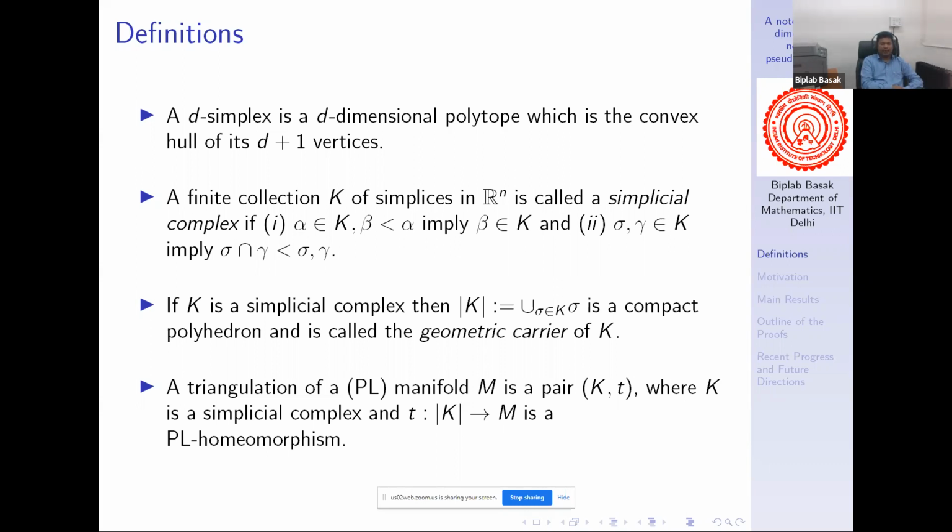Now, if I take the union of those simplices in some Rn, then it will be a compact polyhedron. And if we take the subspace topology of that Rn, then it will be a topological space, and that topological space is called the geometric carrier of the simplicial complex K. And if that topological space is a manifold M, we say that K is a triangulation of that manifold M.